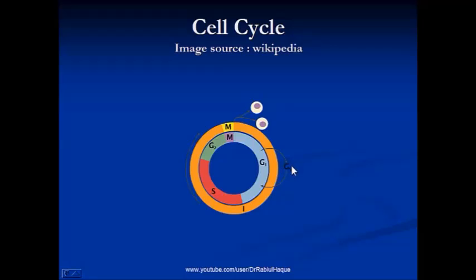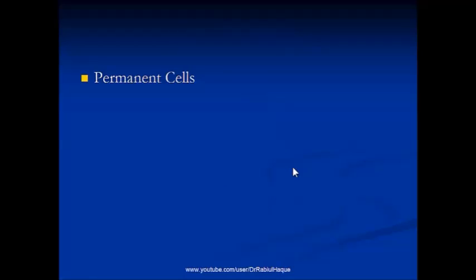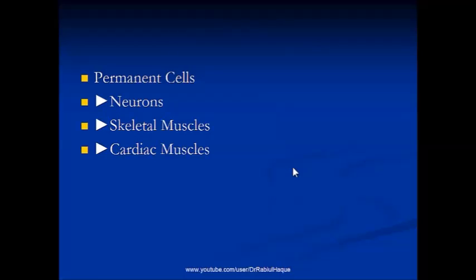And the point I'm trying to make here is that when a cell is dividing and increasing its number, and when a cell is not dividing, only increasing its size, depends on the type of the cell. Cells that are in the G0 phase can no longer divide. They are known as permanent cells. Can you give me examples of permanent cells? Yes, permanent cells were our neurons. Then we had our skeletal muscle, and also our cardiac muscle, right?